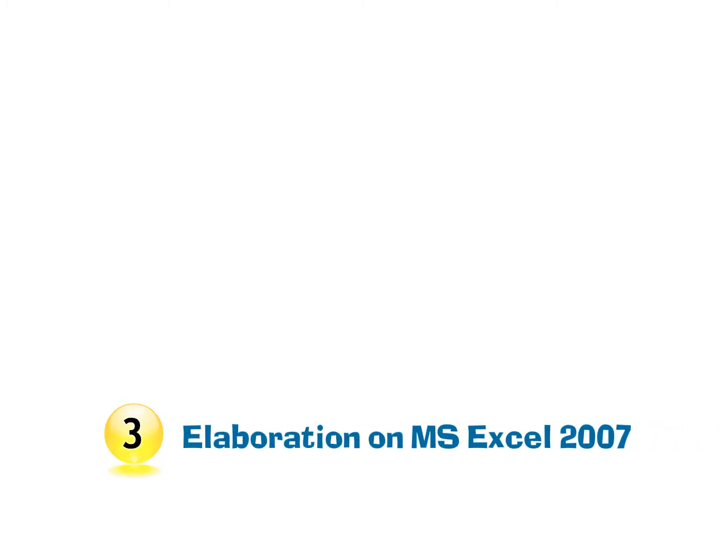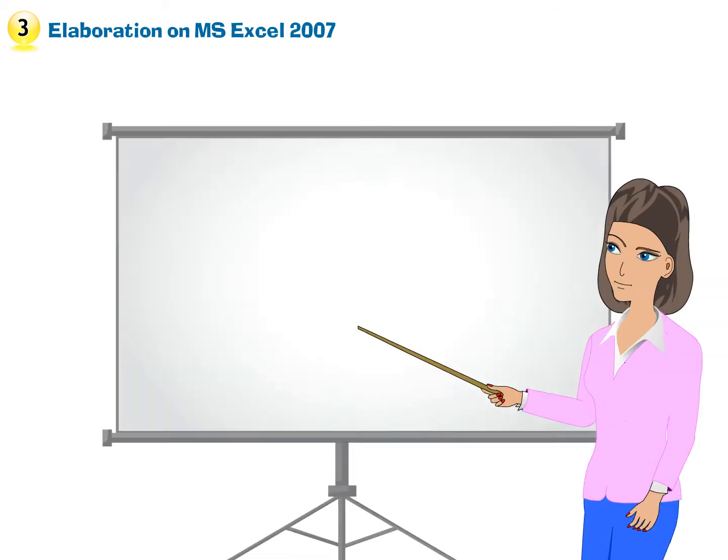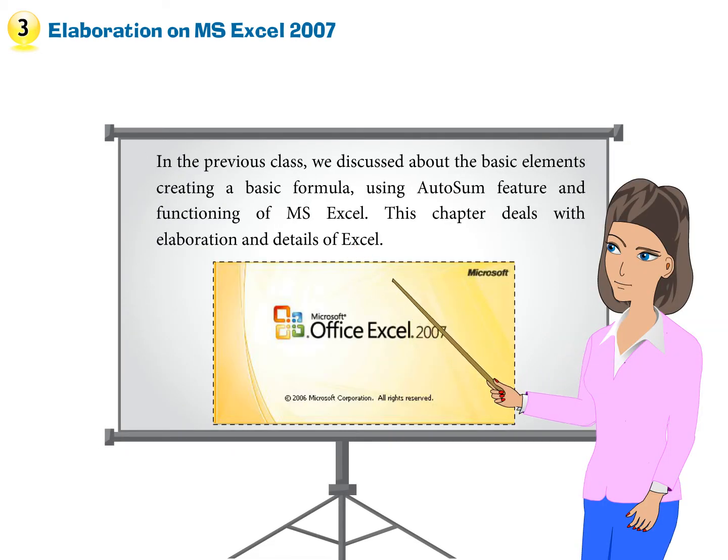Chapter 3: Elaboration on MS Excel 2007. In the previous class, we discussed the basic elements, creating basic formulas using the AutoSum feature, and the functioning of MS Excel. This chapter deals with elaboration and details of Excel.